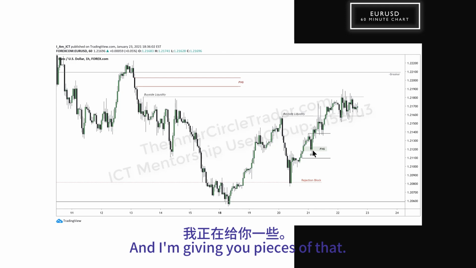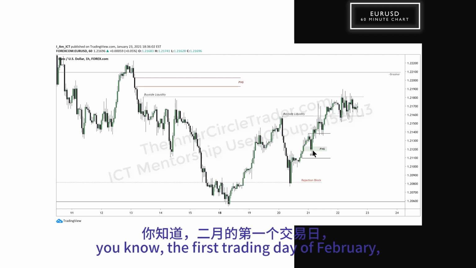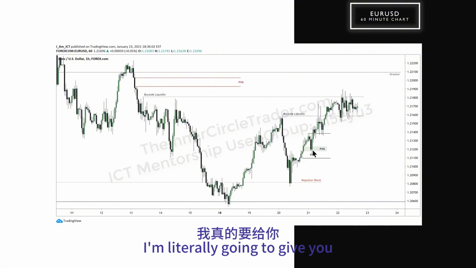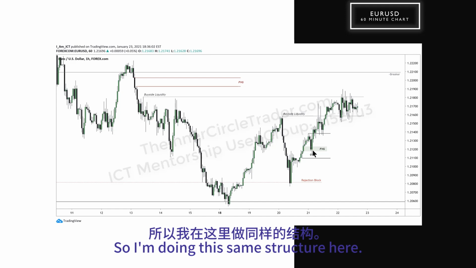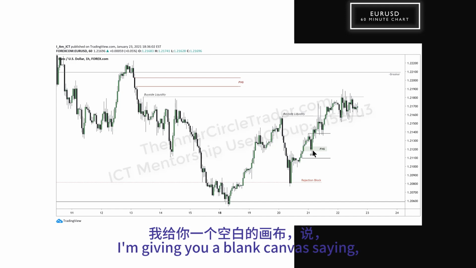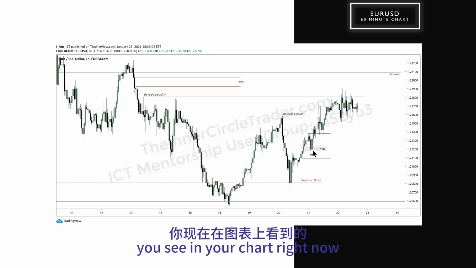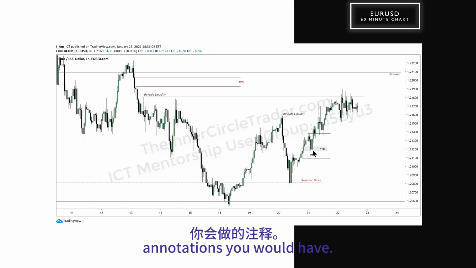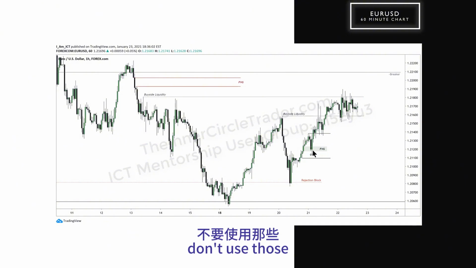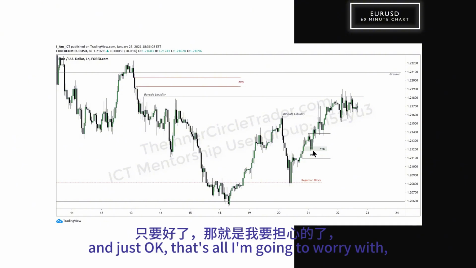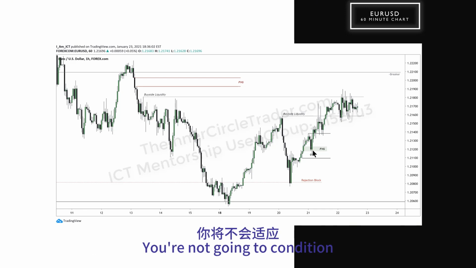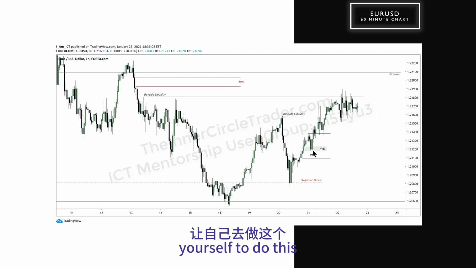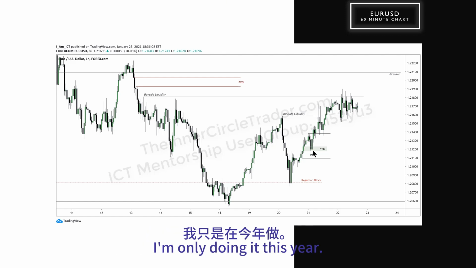And I'm giving you pieces of that, but when we start, the first trading day of February, I'm literally going to give you observations that I have, and I'm putting them in the chart. So I'm doing this same structure here. I'm giving you a blank canvas, saying, okay, you do what you think you see in your chart right now, and think about whatever annotations you would have. And then when you unpause the video and you see my annotations, don't just use those, because you're cheating yourself from development. You're not going to condition yourself to do this, because I'm not going to do it in 2022. I'm only doing it this year.